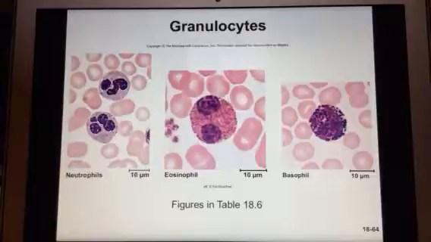And there they are. The first picture on the left is the neutrophil. Again, it is lobed, but it kind of doesn't look like that to me because you can't really see those passageways in between the lobes. So 3 to 5 lobes of the nucleus.